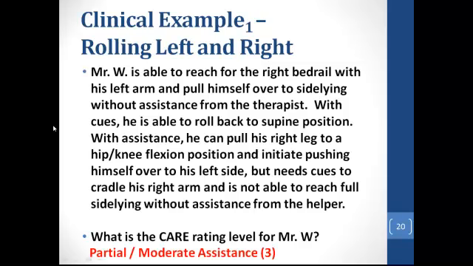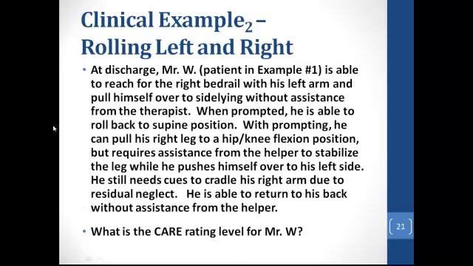The best answer would be 3, partial or moderate assistance. The patient is able to roll to one side without assistance from the helper, but requires verbal cueing to return to his back and physical assistance to roll to the other side. Overall, the helper is providing less than half the effort, and therefore the patient is coded as 3, partial moderate assist. Let's look at example number 2.